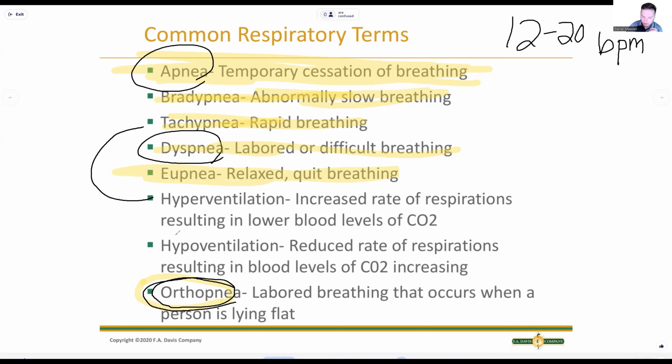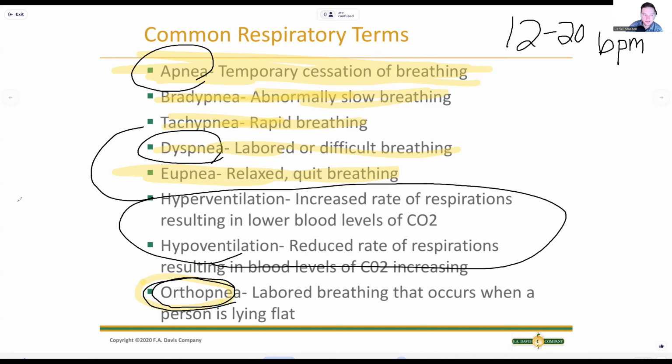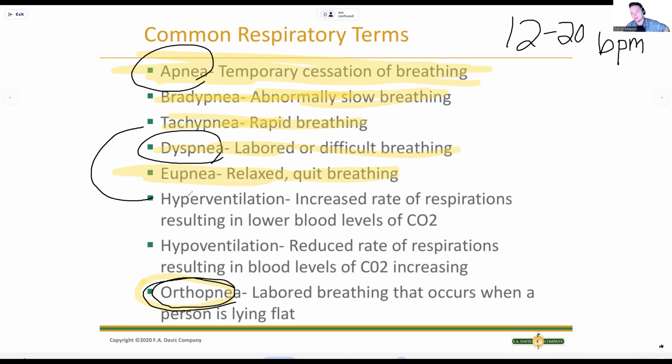So I'm not going to circle these ones because I can give you full transparency. I'm not really going to ask you test questions on these because these are more advanced, but they're related to tachypnea and bradypnea. Hyperventilation and hypoventilation are going to make more sense when we talk about acid-base balance, and they're something you need to know for the nursing program. You need to know as a nurse.